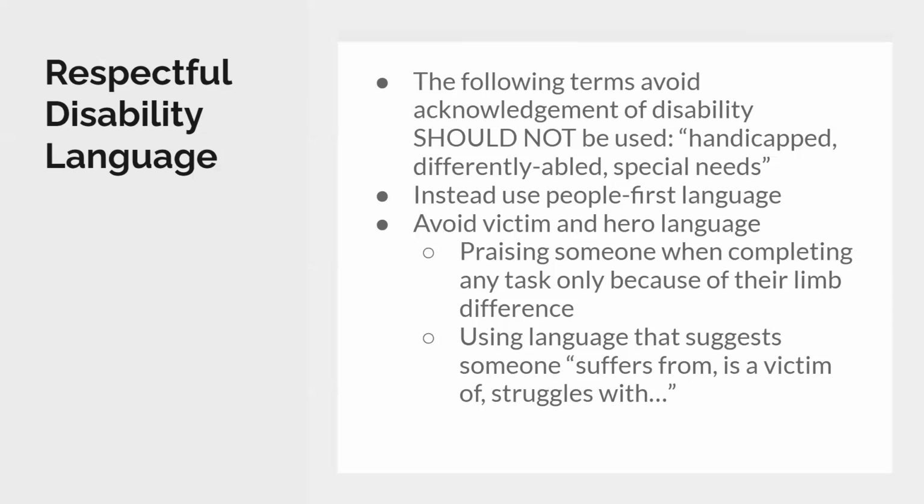The following terms avoid acknowledgement of disability and should not be used. These terms are handicapped, differently abled, and special needs. Instead, we want to use the people first language that was described in the previous slide. We also want to avoid victim and hero language. This occurs when an individual praises someone who has a limb difference when they complete a task only because of their limb difference. This also occurs when someone is using language that suggests that someone suffers from, is a victim, or struggles with limb difference.